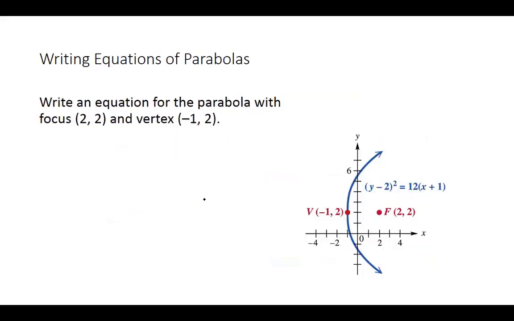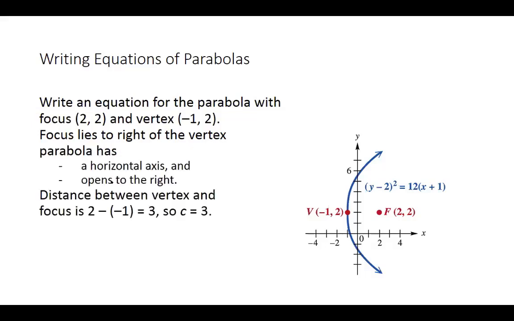Write an equation for the parabola with focus (2, 2) and vertex (-1, 2). The focus lies to the right of the vertex. The parabola has a horizontal axis and opens to the right. The distance between the vertex and the focus is 2 minus -1, which is equal to 3. So c is equal to 3. So we have (y minus 2) squared equal to 4 times 3 times (x plus 1). We just substitute those into our general equation. You get (y minus 2) squared is equal to 12 times (x plus 1).